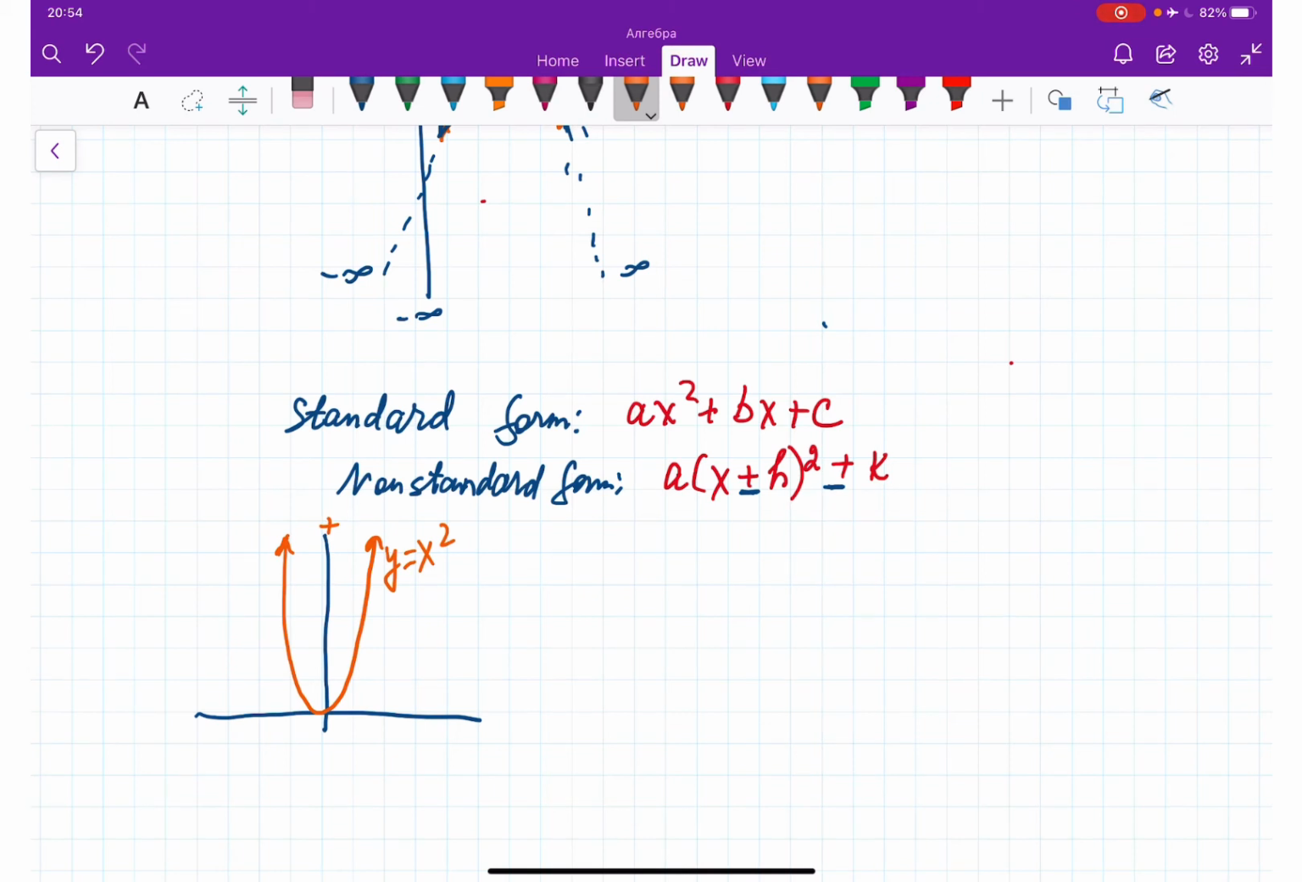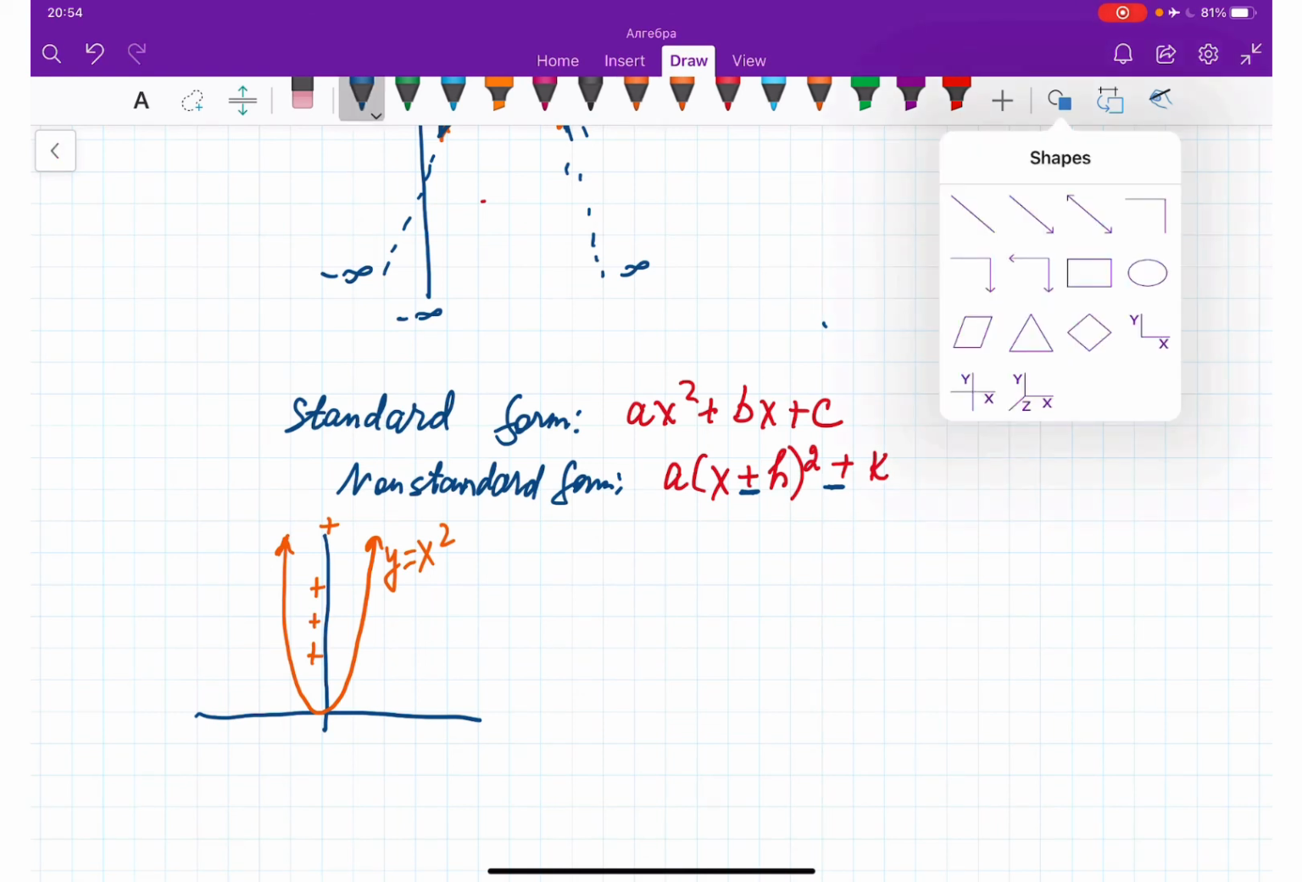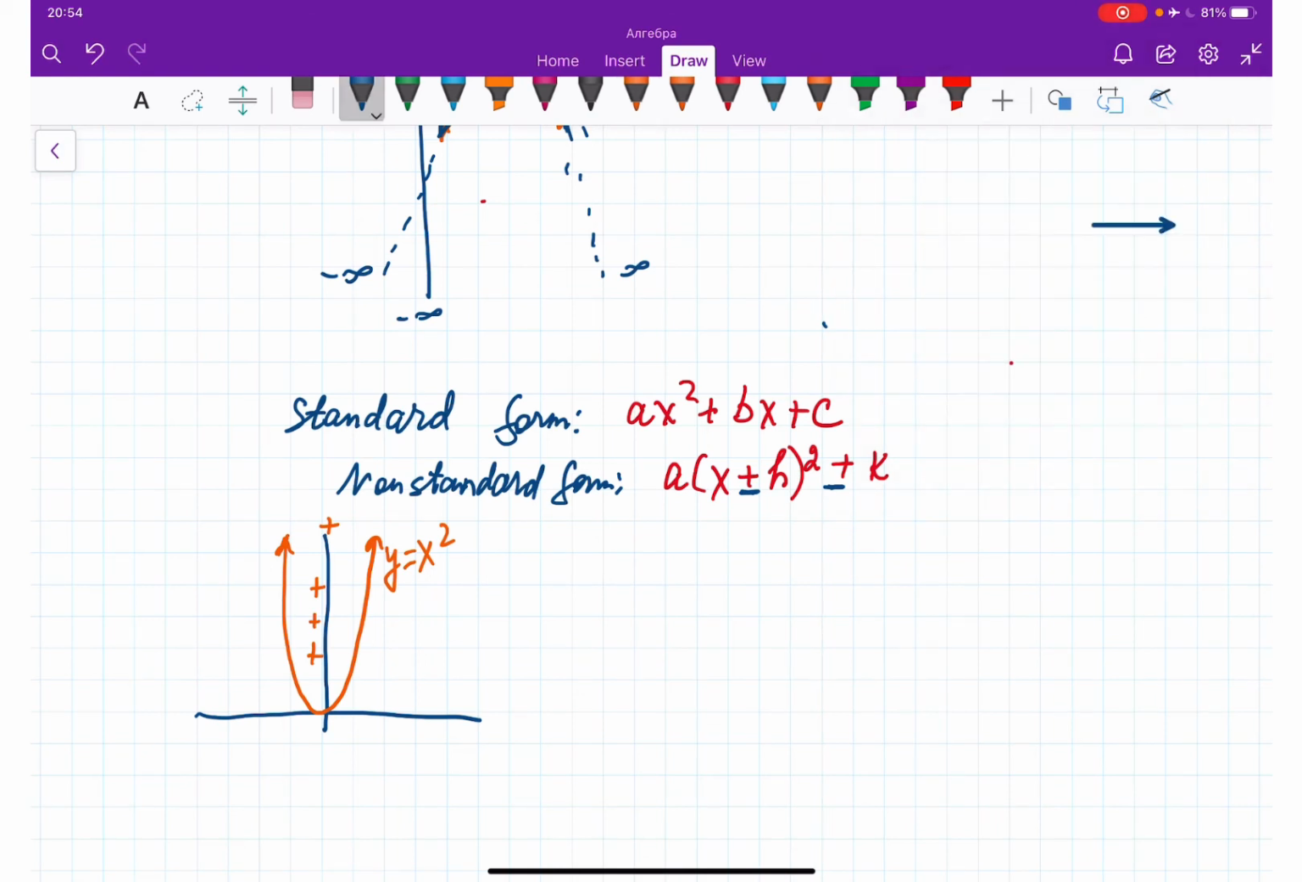Why is that? Because we have x squared. You take x positive, you take x negative, you will end up with a positive number. This is why our entire graph is located in the positive area of the y-axis. Now, the graph can run up or the graph can run down.